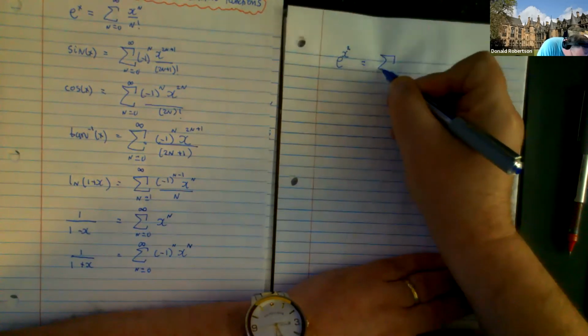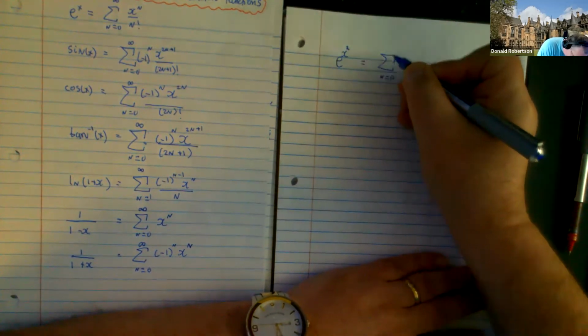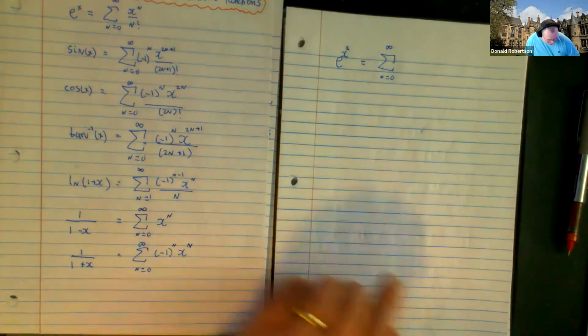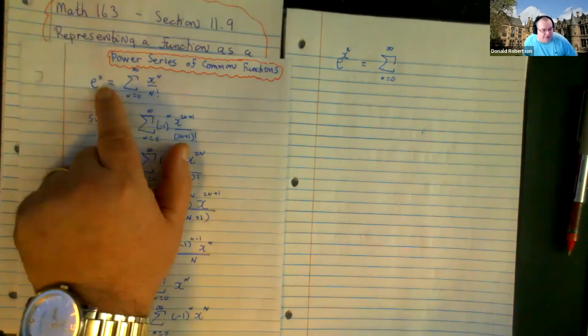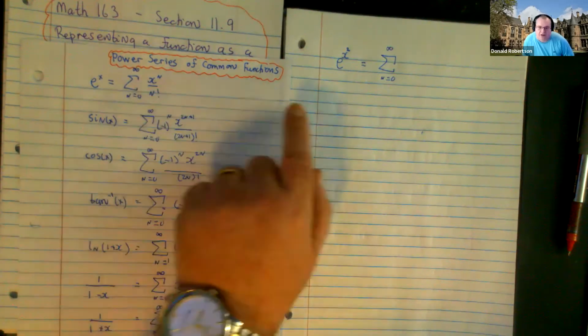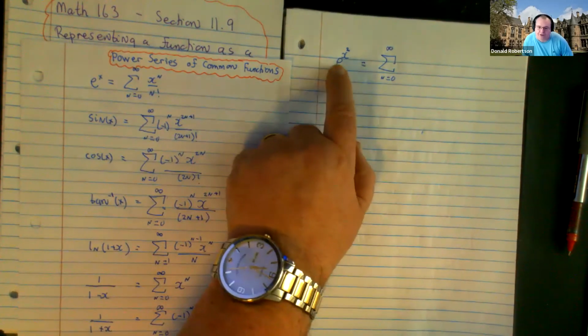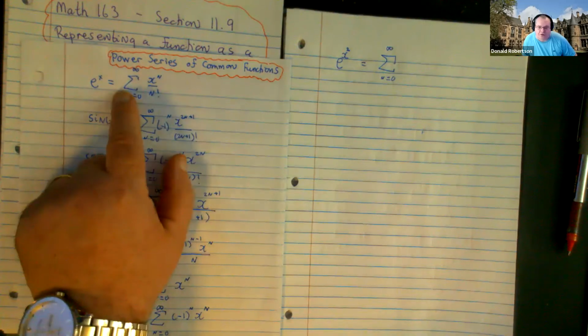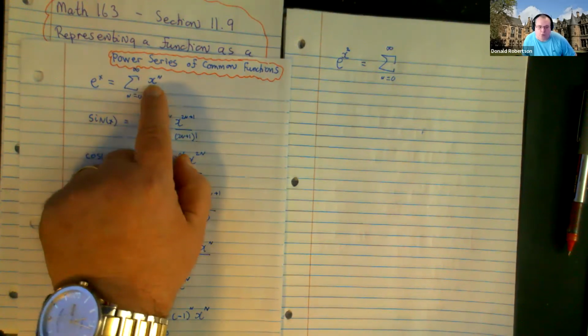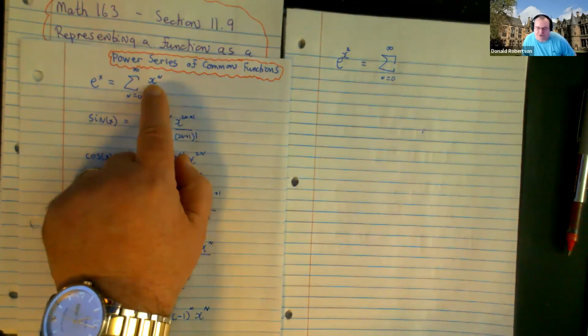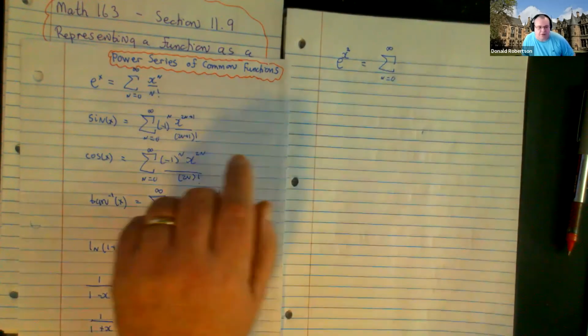And all I would do is think substitution. If e to the x is this guy, and I wanted to know the power series of e to the x squared, what transformation would I use? Well, in other words, what would I replace the x here with to generate the guy over there?